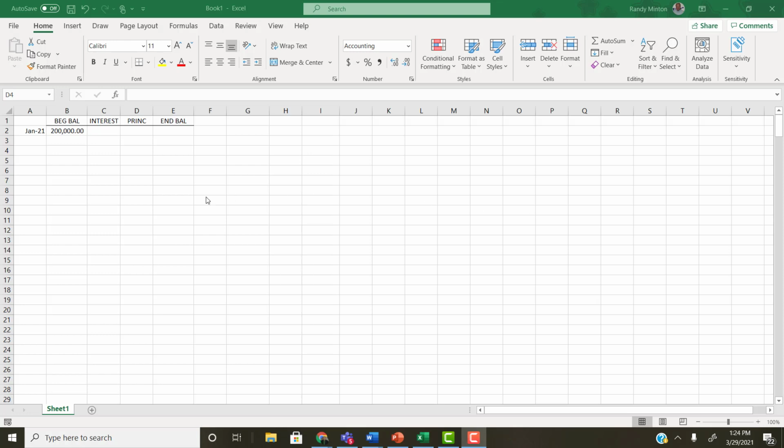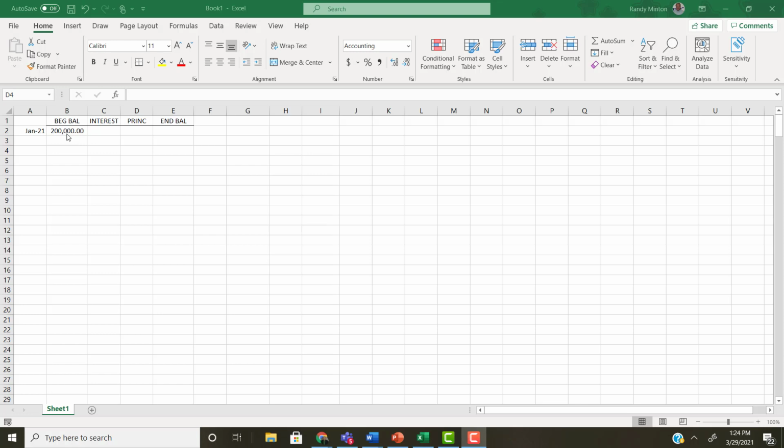So I'm going to make some assumptions here. The first is that I'm going to start in January of 2021 with a beginning balance of 200,000. Let's assume that I'm buying a house. And for argument's sake, just to make it simple, let's say that the interest rate is 6% per year.